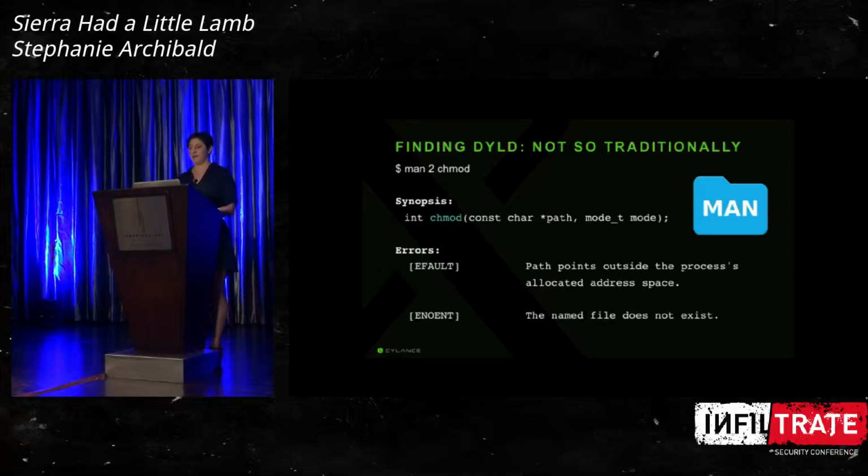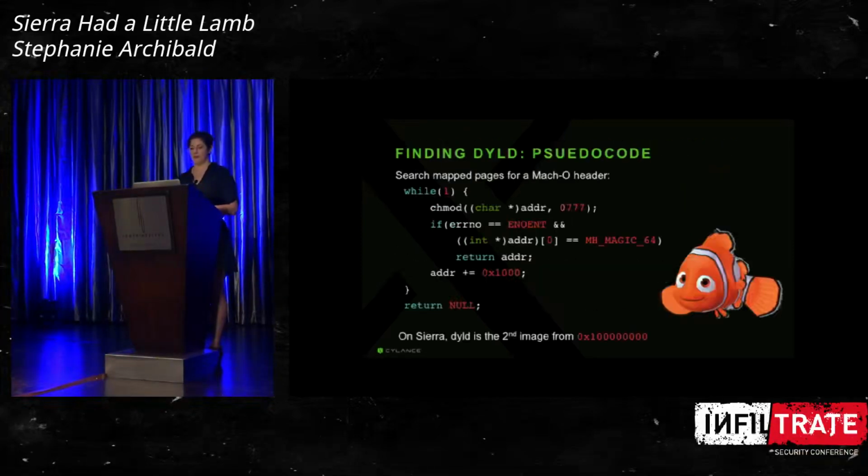If the address is allocated and you're giving it a pointer to some random point in memory, what you'll probably get back is ENOENT, which means the file does not exist. So here's our pseudocode loop. Basically, you start at some address. On Sierra, you start at this address here, one with a lot of zeros at the end of it. This is new. In previous versions of OS X, DYLD was always found at the very beginning of the shared region, which is 7FFC something or other that I always forget.